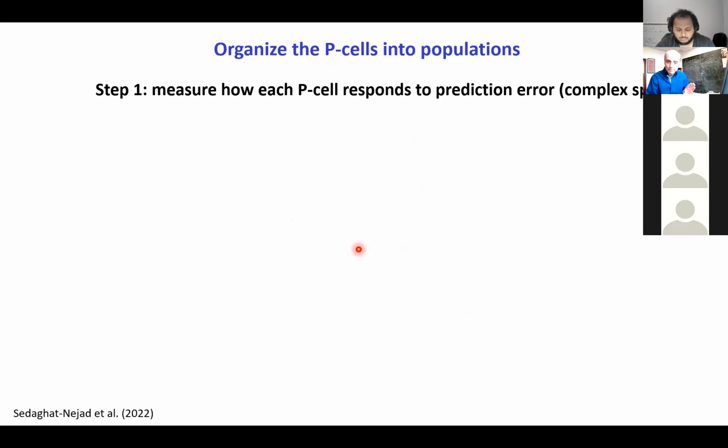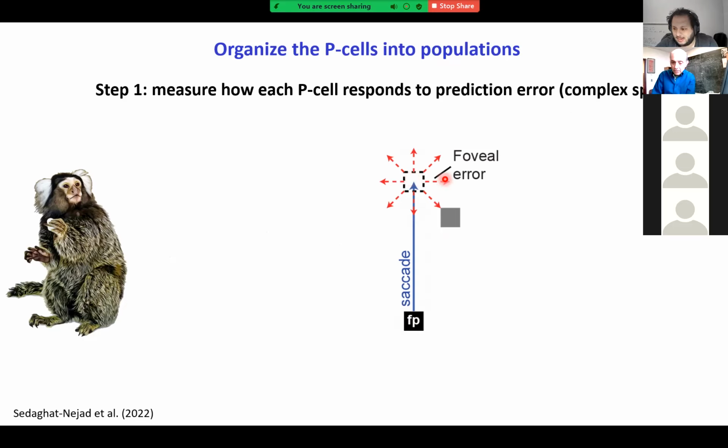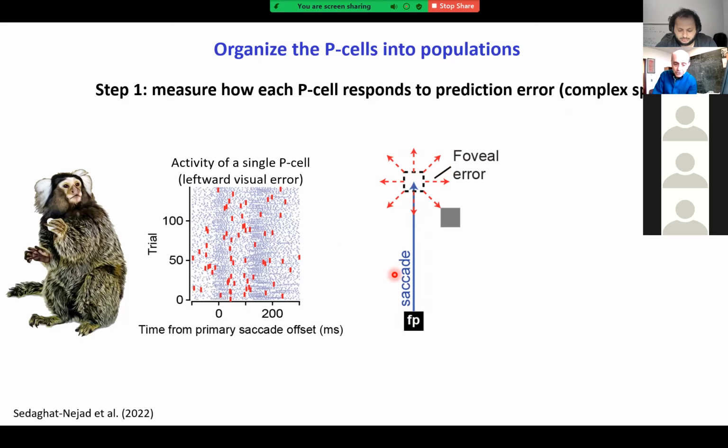Step one, we measure how each Purkinje cell responds to a prediction error. Those are the complex spikes. So the monkey sits in a chair, looks at a fixation point. We present a target. After the target is reached, we jump the target to some location, say to the right or to the left. If it is a jump to the left, here are examples of it. You see these red dots here? Those are the complex spikes.